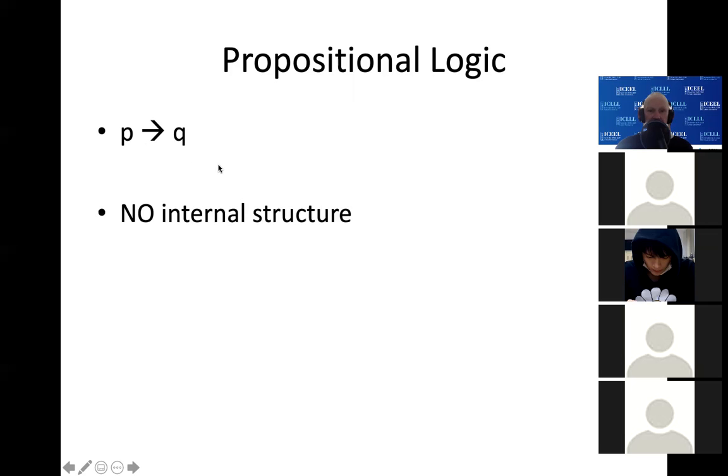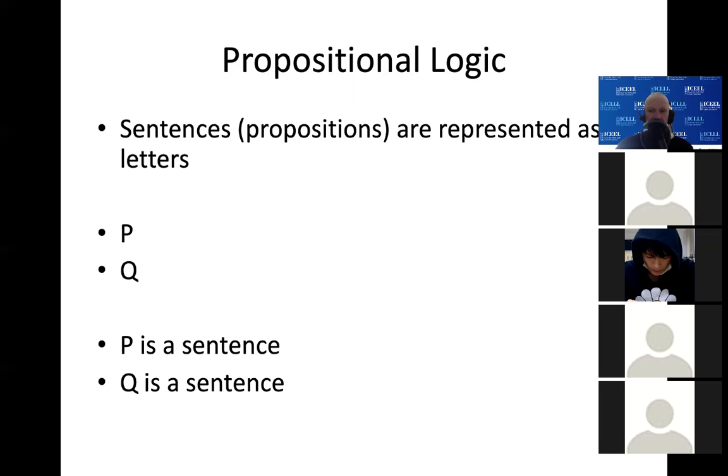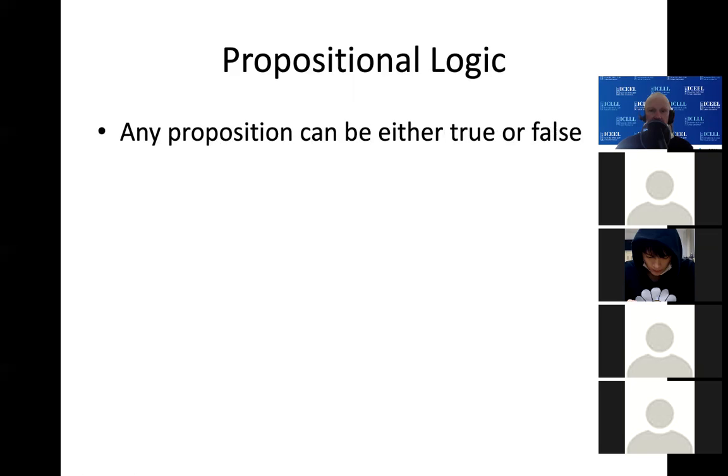There's no internal structure. Sentences are represented as letters. P and Q. P is a sentence. Q is a sentence. Any proposition can be either true or false, on or off, 1 or 0. See the point? So that's really how machine language and semantics, English semantics, comes together. 1s and 0s.